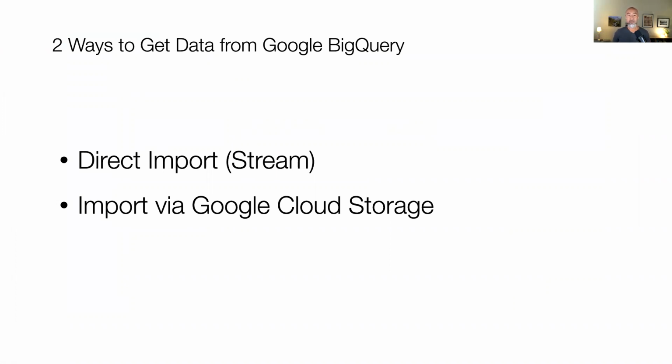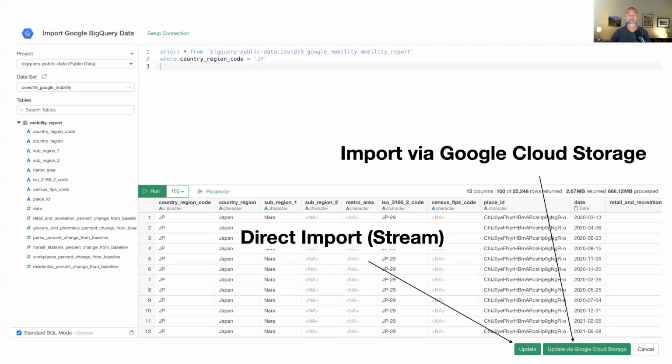One is a direct import or stream. This is very common. Most of the time you do this, and with any other database, this is the only option. But for Google BigQuery, there's another option. It's called import via Google Cloud Storage. When you write a SQL query and get the data, at the bottom, that's the data you're seeing. However, this is only the 100 rows or whatever, a subset of the rows you download. And then you want to download the whole data.